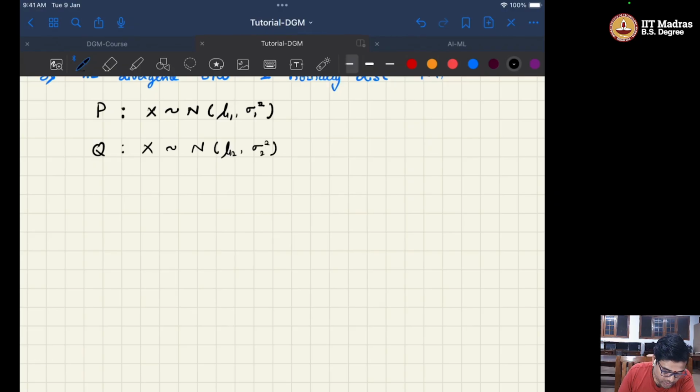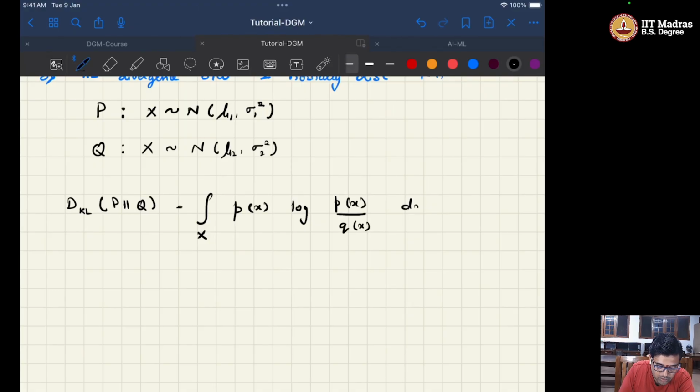Now how do you define KL? D KL between two distributions P and Q, with densities small p and small q, is given by the integral over the space of X, p of x, log of p of x divided by q of x, dx.